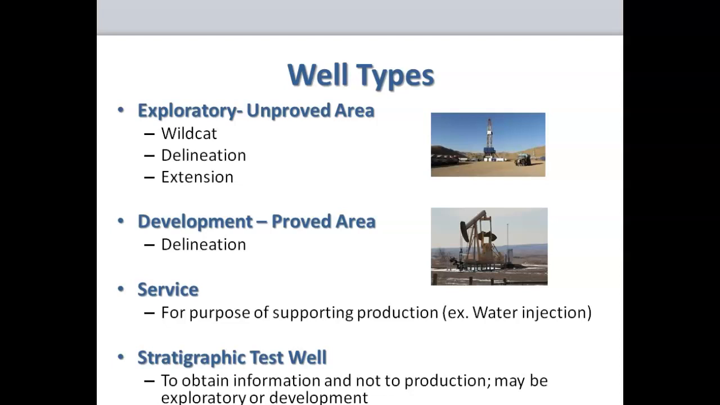You can have the developmental well. This is a proved area. Again, it's going to have proved reserves associated with it. For example, you may have a delineation, maybe to get additional reserves from the property. You may have a service well. This would be drilled for the purpose of supporting the production. This would also be a developmental proved reserve. So for example, water injection, again, to increase the reserves.